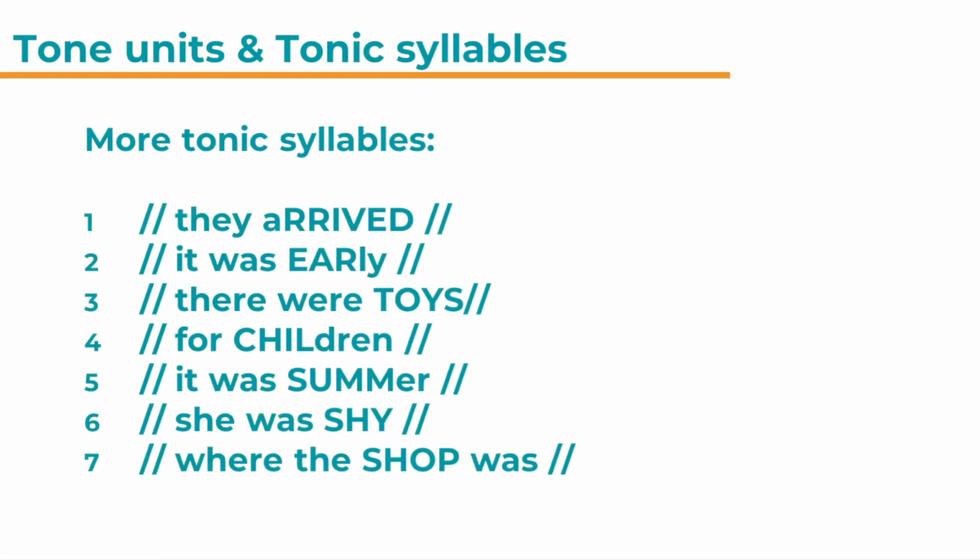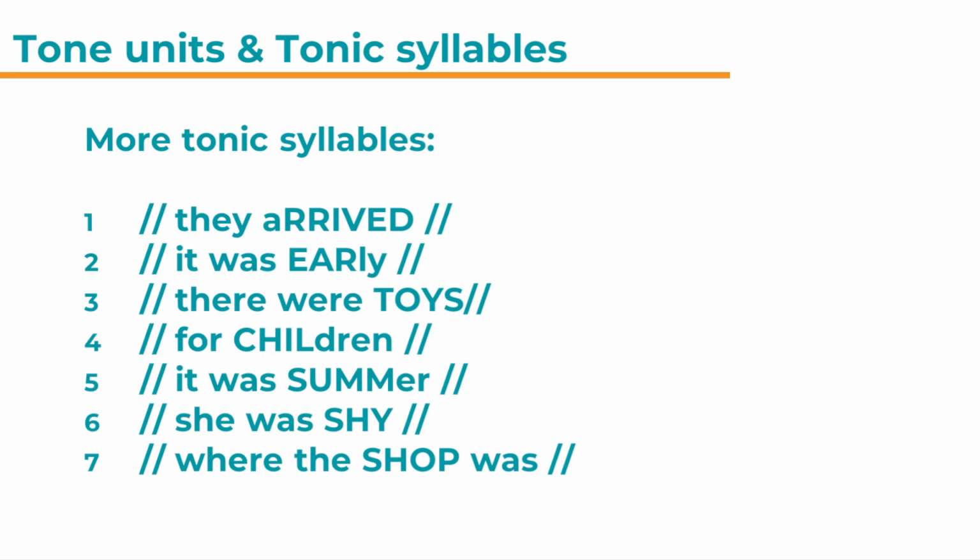Here are more tonic syllables from our earlier examples. I'll read them out one more time. Pay attention to the tonic syllables and how they are more prominent and stressed than the rest. Number 1, they arrived. Number 2, it was early. Number 3, there were toys. Number 4, for children. Number 5, it was summer. Number 6, she was shy. Number 7, where the shop was.